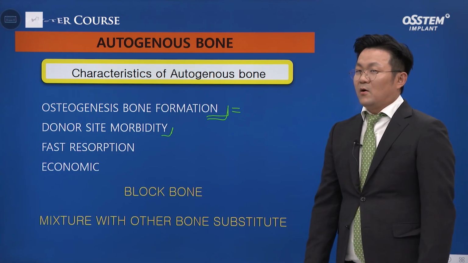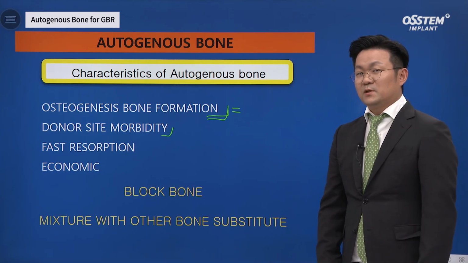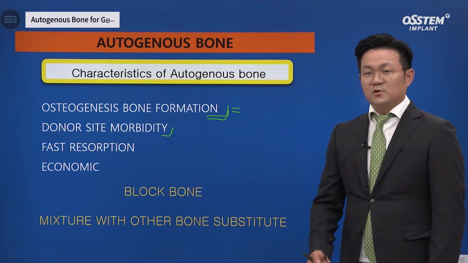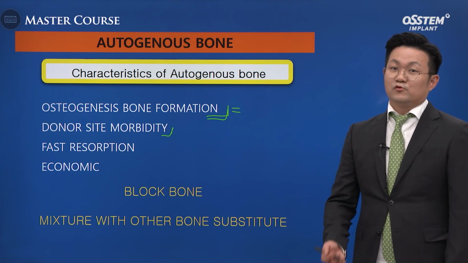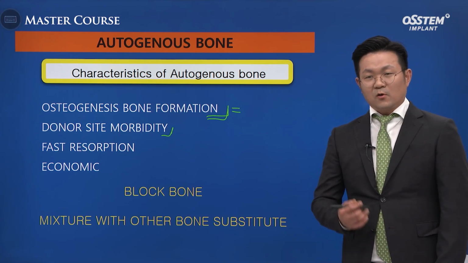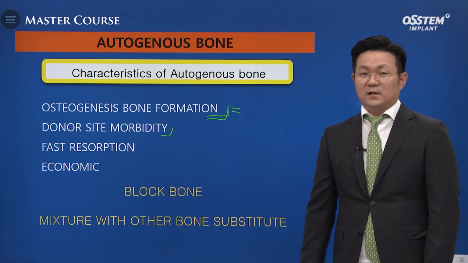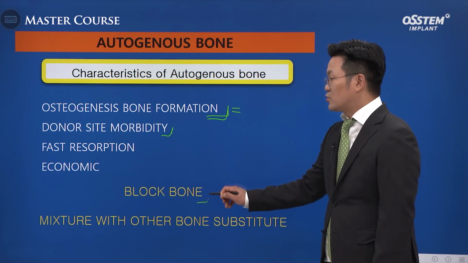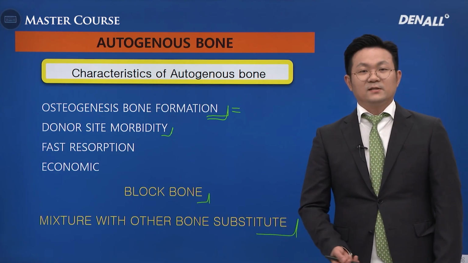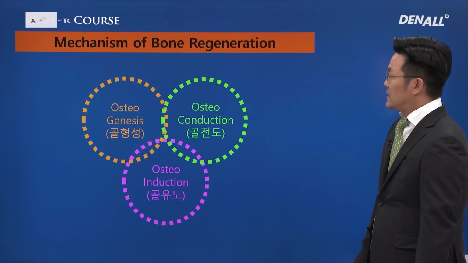In the past, it was used pretty much, but now, according to me and other authors in the literature, autogenous bone is used less and less. But it has advantages, and sometimes we need to mix this bone with other bone materials, so we need to know about it. It can be a block bone type, or it can be mixed with other bone substitutes, like alloplastic or xenograft.